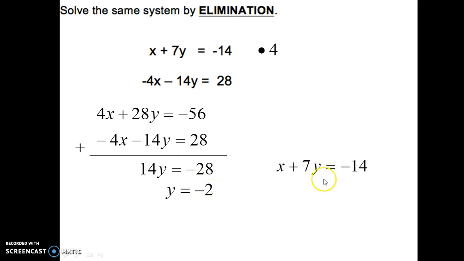Now that we know y, we can take it into either equation. So I'm going to put this equation here, substitute that negative 2 in for y here. And that shows us x equals 0 once again. So our solution matches the solution we got when we did substitution.